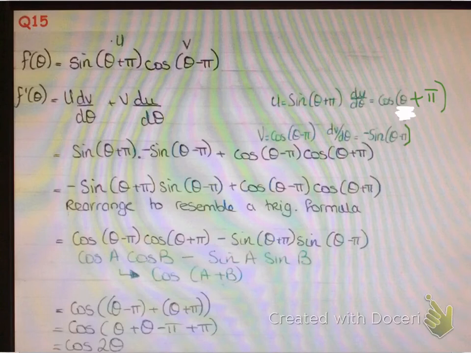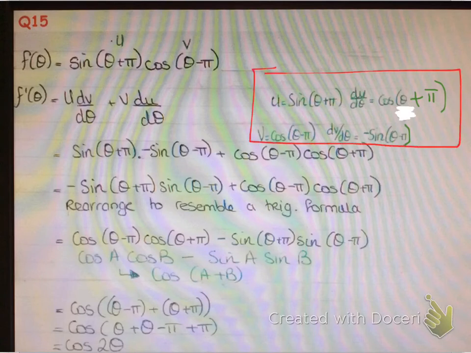So again, put down your formula for the product rule, u dv d theta plus v du d theta. Okay, and over here on the right hand side, you can see what I'm getting out here. So u is equal to sine of (theta plus pi), therefore du d theta is going to be cos of (theta plus pi). V is equal to cos of (theta minus pi), therefore dv d theta, so we're differentiating v with respect to theta, is minus sine of (theta minus pi). Sub it into your formula. Okay, so sub it in over here. You'll get out the following line.